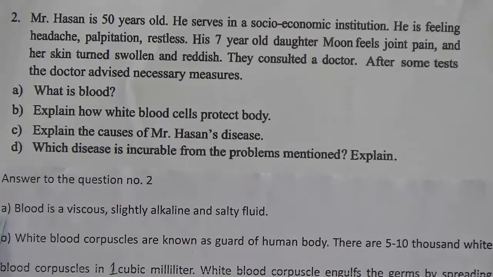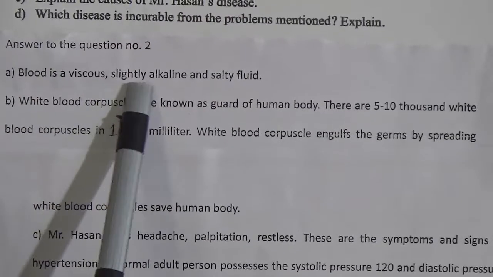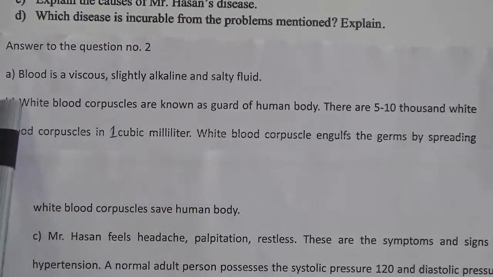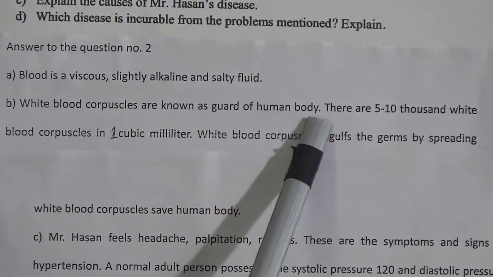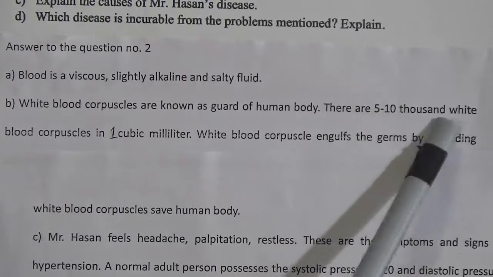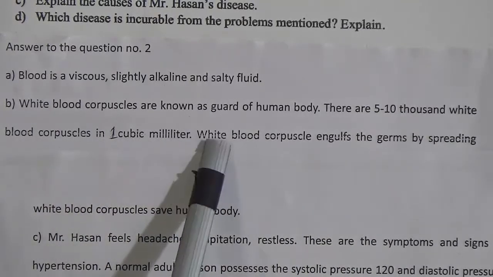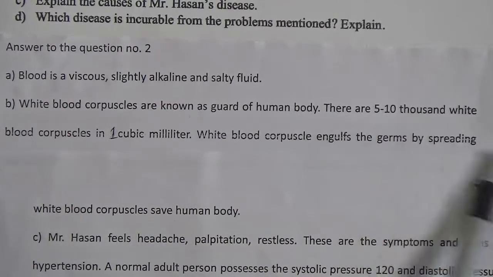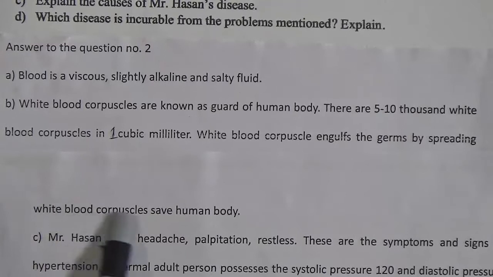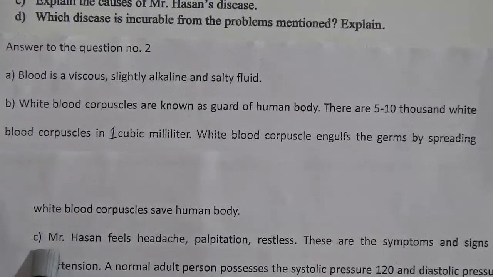The answer of A is the blood is a viscous, slightly alkaline and salty fluid, and B is white blood corpuscles are known as the guard of the human body. There are 5 to 10,000 white blood corpuscles in 1 cubic millimeter. White blood corpuscles engulf the germs. By this, white blood corpuscles save the human body. Now come to the next one.